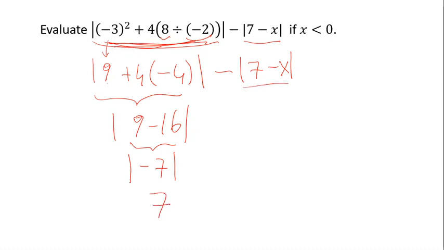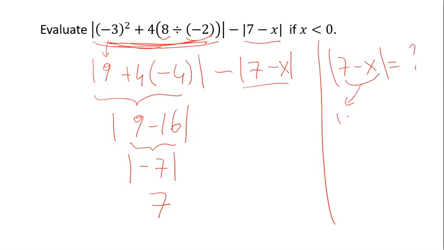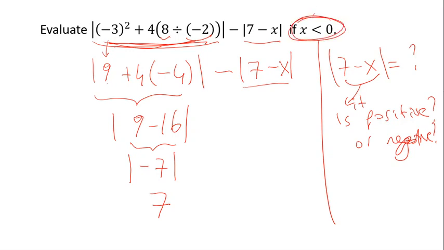Now let's look at here. So 7 minus x. The main question here is: is it positive or negative? This is the main problem here. Okay, how will we know it? It gives this condition here again: x is less than 0. So what does this mean? If x is less than 0, x is negative.